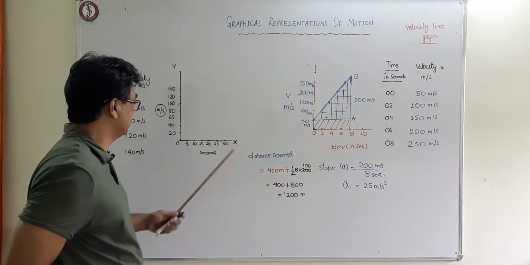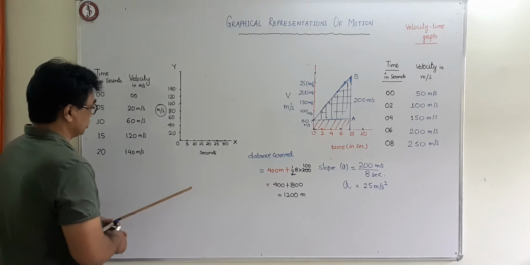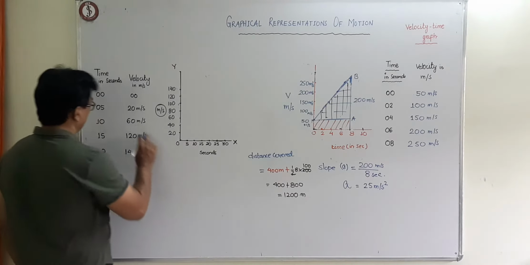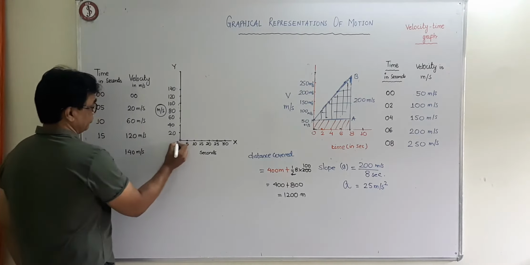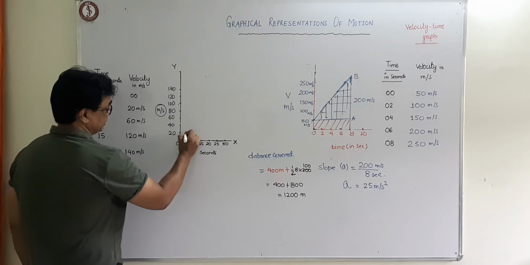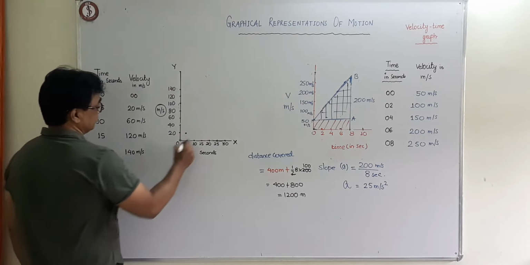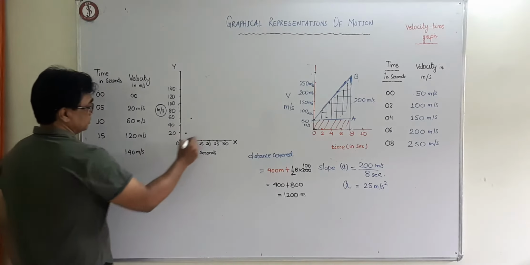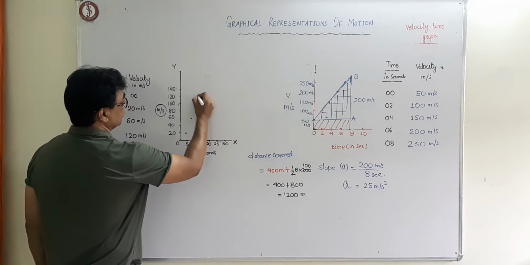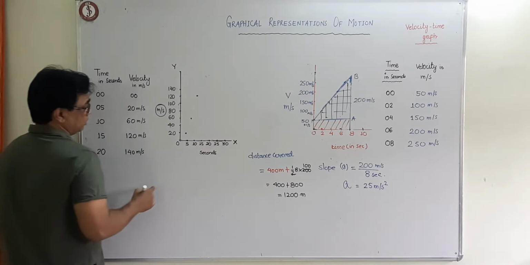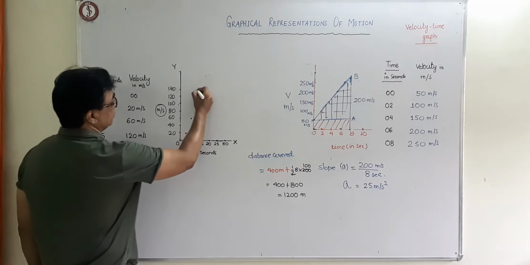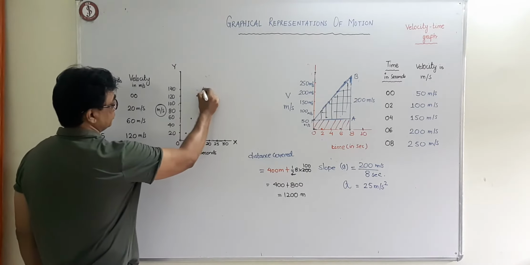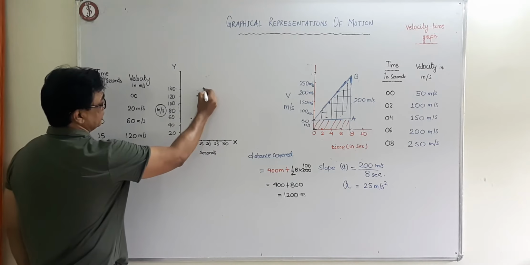Now let us see here what happens next. Here the body in 0 seconds was here. After 5 seconds it had 20 meter per second. After 10 seconds it was 60. And after 15 it was 120. And after 20 it was only 140. So it was just here. So let us see how it changed.